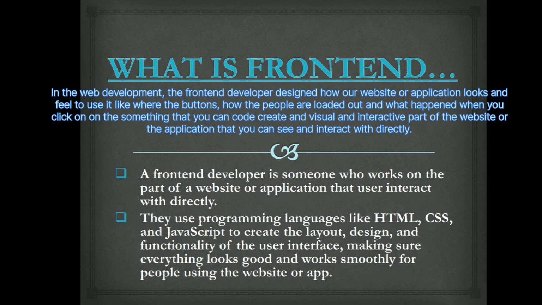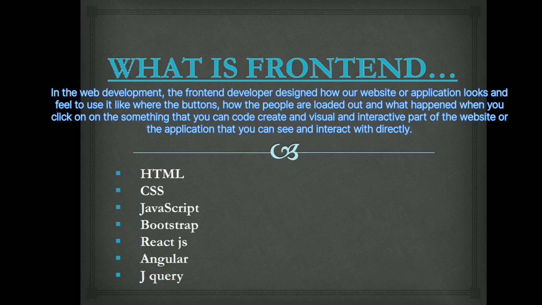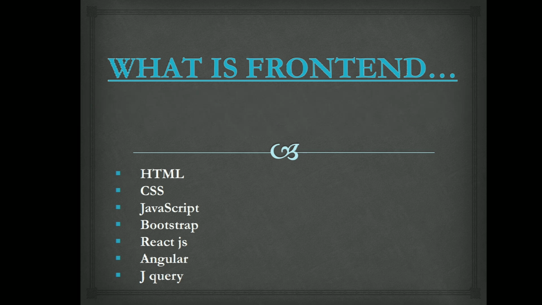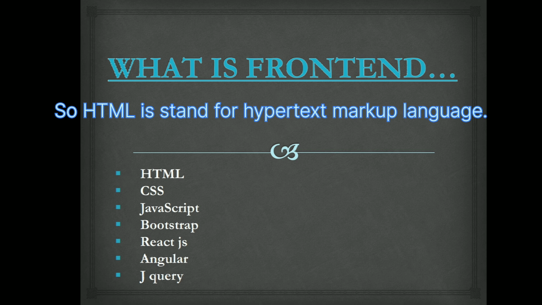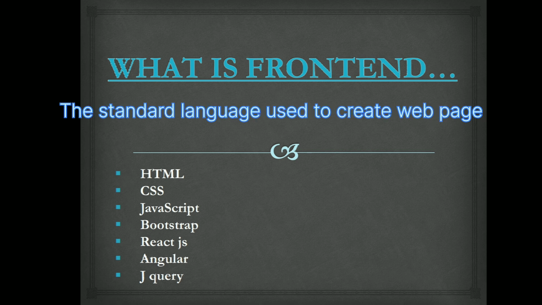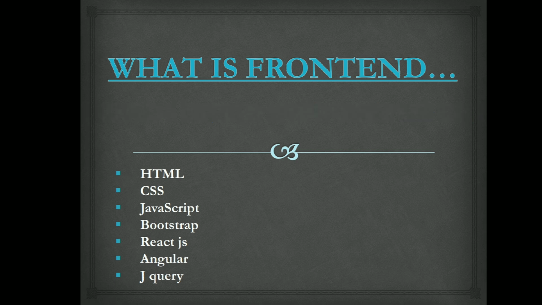In web terms, the front-end developer designs how a website or application looks and feels to the user, like where the buttons go, how the pages are laid out and what happens when you click on something. That is how you can code and create the visual and interactive part of the website or the application that you can see. And HTML stands for HyperText Markup Language, the standard language used to create web pages. So you can create the structure and layouts of the web page, including text, images, links and more.